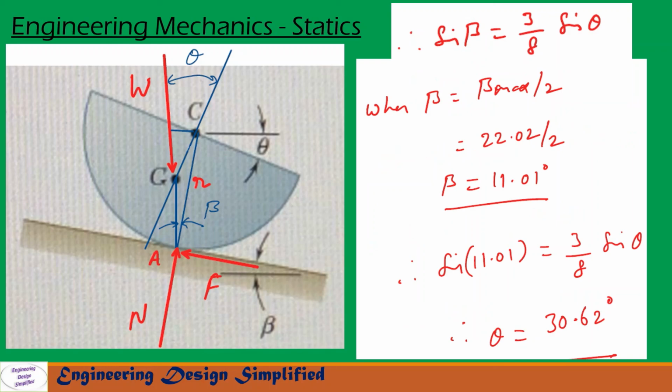Now let us see the third and final portion of the problem. Here, if beta equals beta max by 2, then find theta. Beta max we saw in the previous slide is 22.02 degrees, and beta max by 2 is 11.01 degrees. Let us substitute beta equal to 11.01 degrees in this equation. We get theta equal to 30.62 degrees.